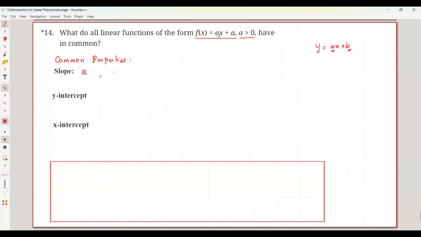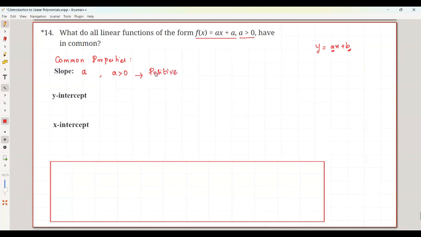Now you just take it up. Slope is here a, and the condition is given, a is greater than 0. If a is greater than 0, we will be having a positive slope. Correct? So the slope will be positive. This is what we have learned, right? Okay, first one is over.